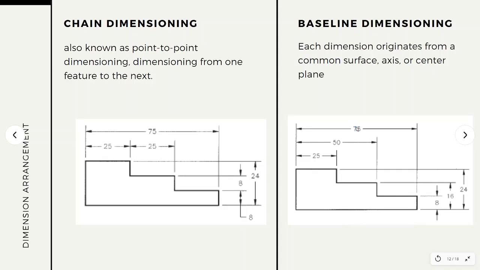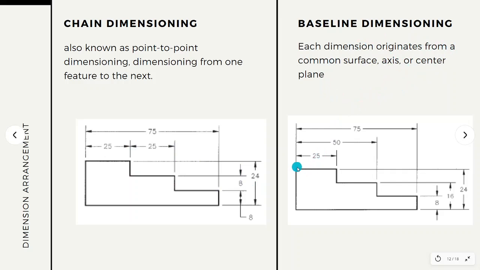So next is the dimension arrangement. There are two basic dimension arrangements: chain dimensioning and baseline dimensioning. Chain dimensioning is also known as point-to-point dimensioning, dimensioning from one feature to the next. So the dimensions are linked like a chain. Whereas in baseline dimensioning, each dimension originates from a common surface.